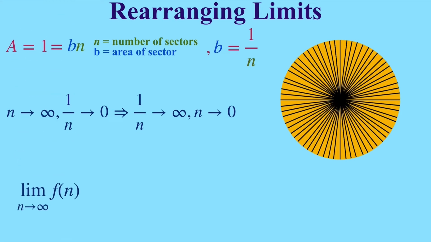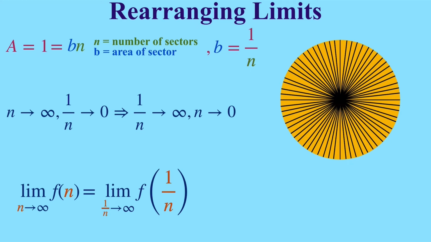So, bringing it back to the original function, we have the limit as n goes to infinity of some function f of n. What we can now do might seem random, but you'll see why soon, why this is useful. We replace and substitute n with 1 over n. And that gives us the limit as 1 over n goes to infinity of f of 1 over n. And that's equal to the original limit as n goes to infinity of f of n.